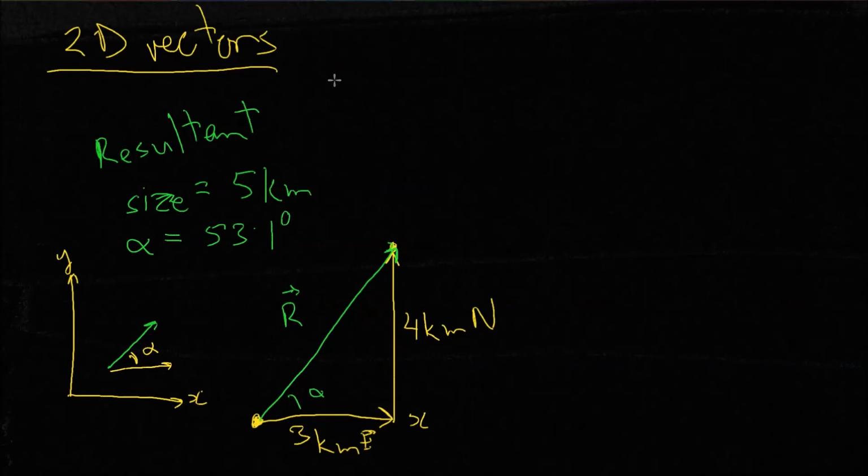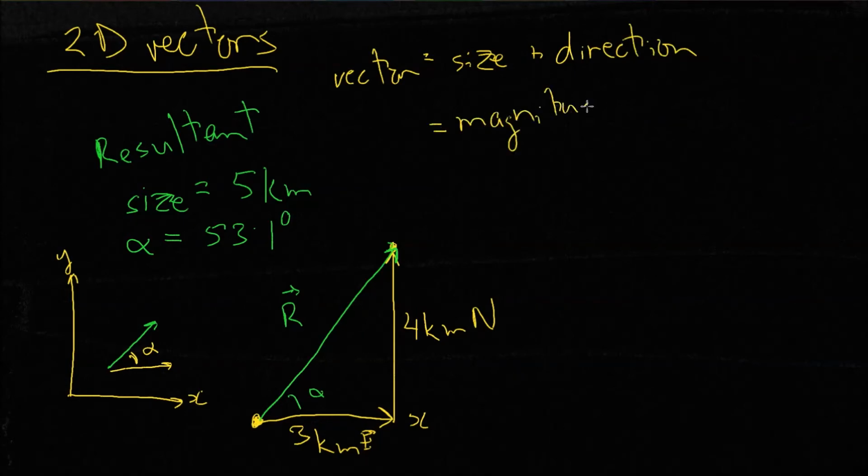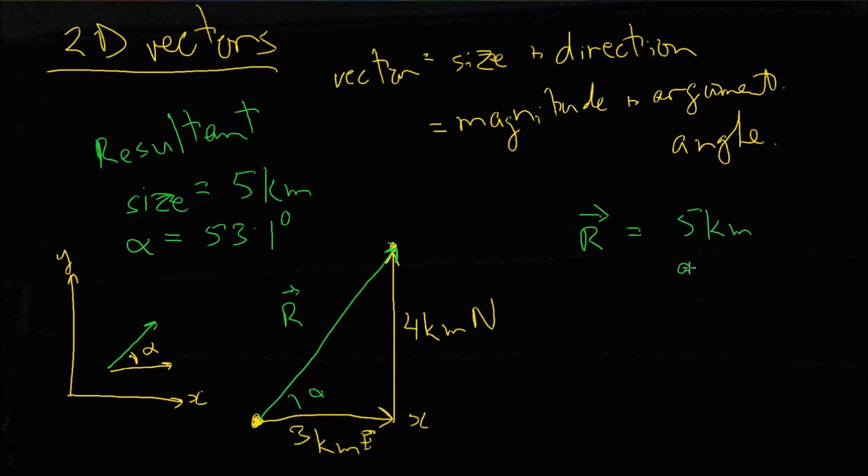It's also called the argument. So the two parts of a vector that we know are the size and direction. These are also called the magnitude and the argument. But for now, we'll just call it the angle. So now we've got everything we need to define our vector r, and your final displacement vector is 5 kilometers at an angle of about 53.1 degrees.